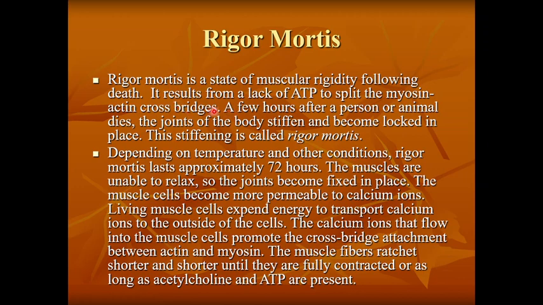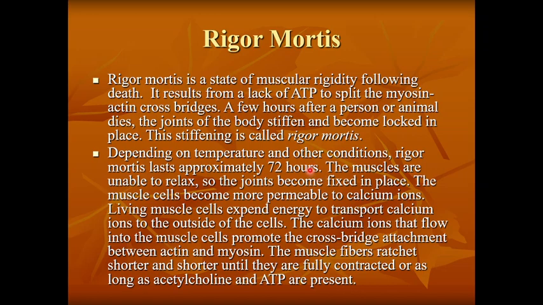We studied this in the previous slides. Recall that at the time of contraction and relaxation, for the myosin actin cross bridges, ATP is required. A few hours after a person or animal dies, the joints of the body stiffen and become locked in place. This stiffening is called rigor mortis. Depending on temperature and other conditions, rigor mortis lasts approximately 72 hours.